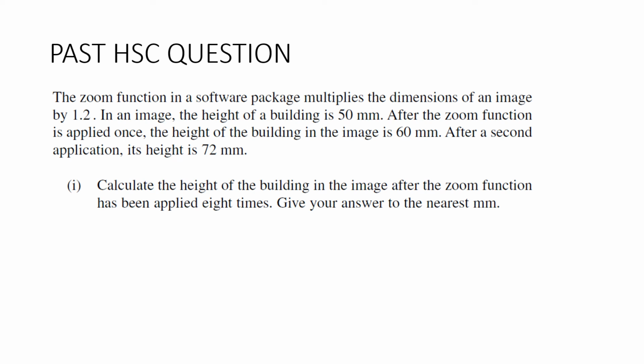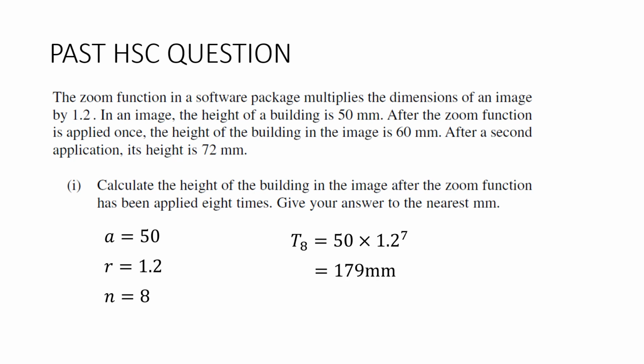So we're going to use our nth term of a geometric sequence. A is equal to 50. R is equal to 1.2. And we want to know how big it is after it has been applied 8 times. That's n. So into our formula, term 8 will be 50 times 1.2 to the power of 7. We need to give our answer to the nearest millimeter, and that is 179 millimeters.